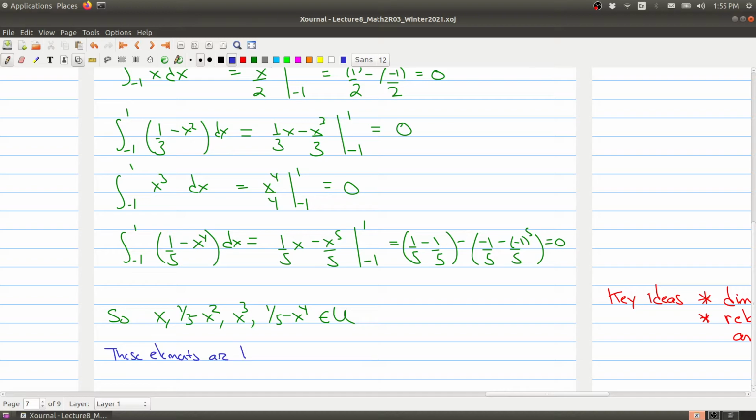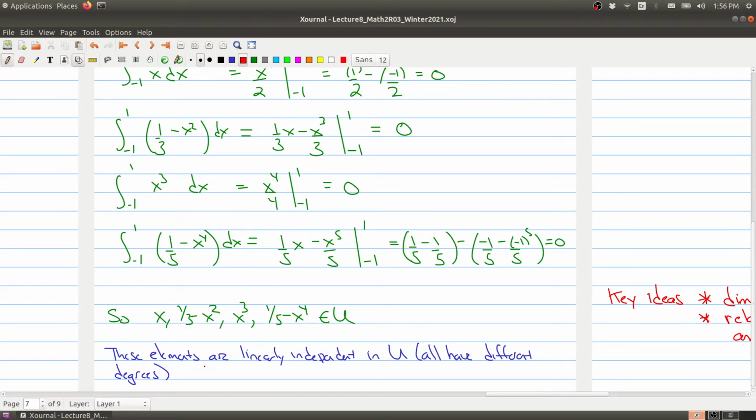These elements are linearly independent in U. And one way that I can see this is that they all have different degrees. So what I mean by that, if you were to try to find a linear combination of these that equals 0, well, you would be forced to take each of the coefficients that gave you 0 to be 0. So it means that these polynomials are all linearly independent.